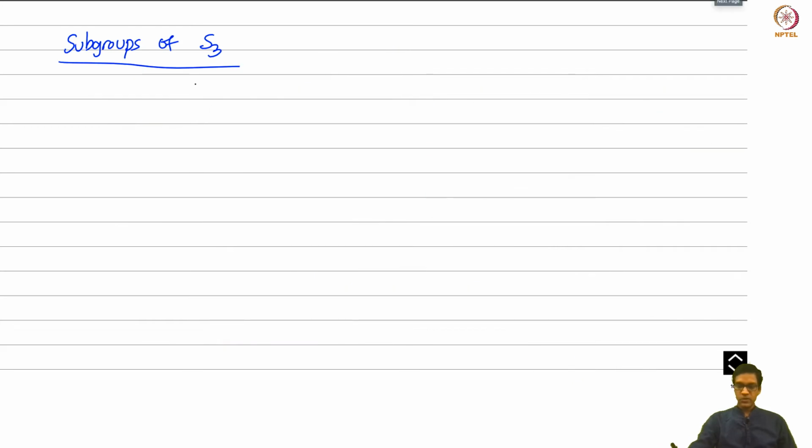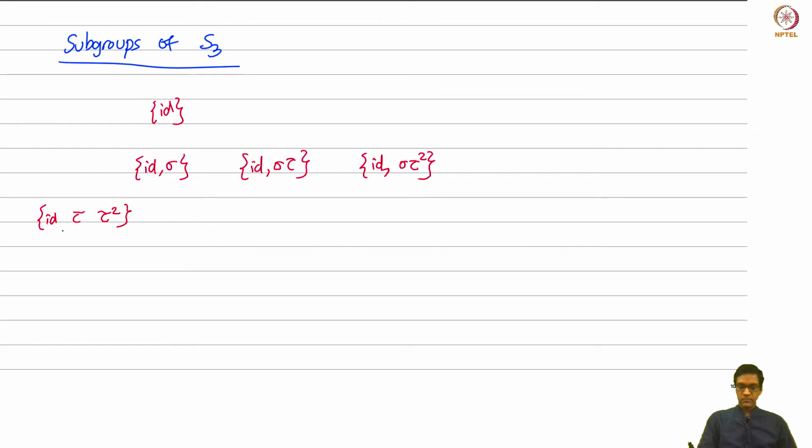Okay, and that's it. So let's write out all the possibilities. There's the identity, let's just call it E in this case. Then there is, maybe we should just write it as ID. So it's the identity subgroup. Then there is identity with sigma, identity with sigma tau, identity with sigma tau square. Okay, these are the order 2 subgroups, and then there was an order 3 subgroup, identity, tau, tau square. Okay, and then finally the full group itself. Just the group S3 in this case.